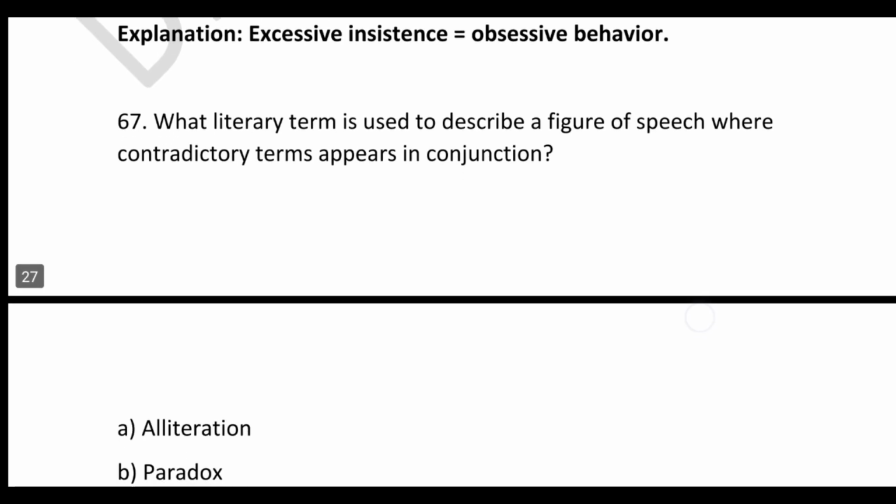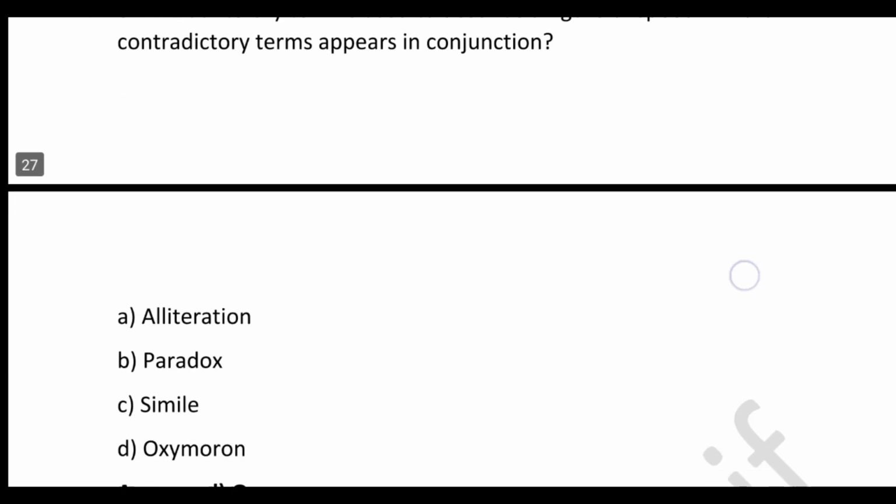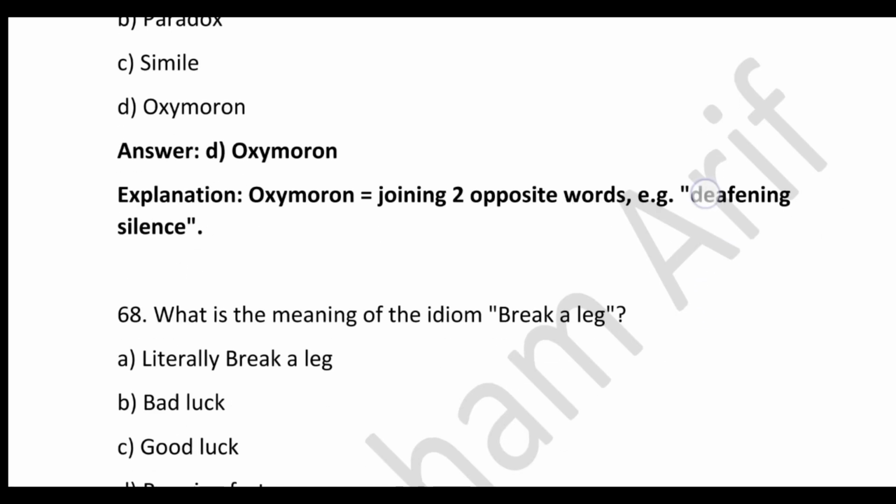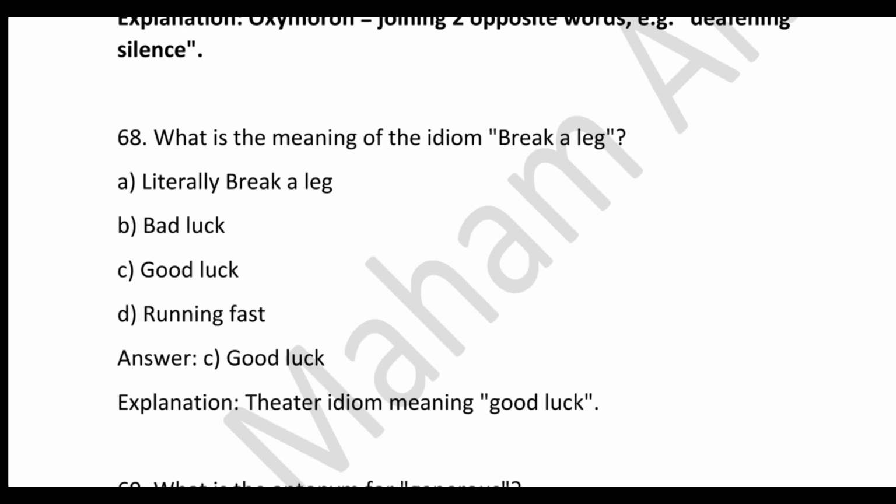What literary term is used to describe a figure of speech where contradictory terms appear in conjunction? Correct answer is option D, that is oxymoron. Because in oxymoron we join two opposite words. For example, deafening silence.